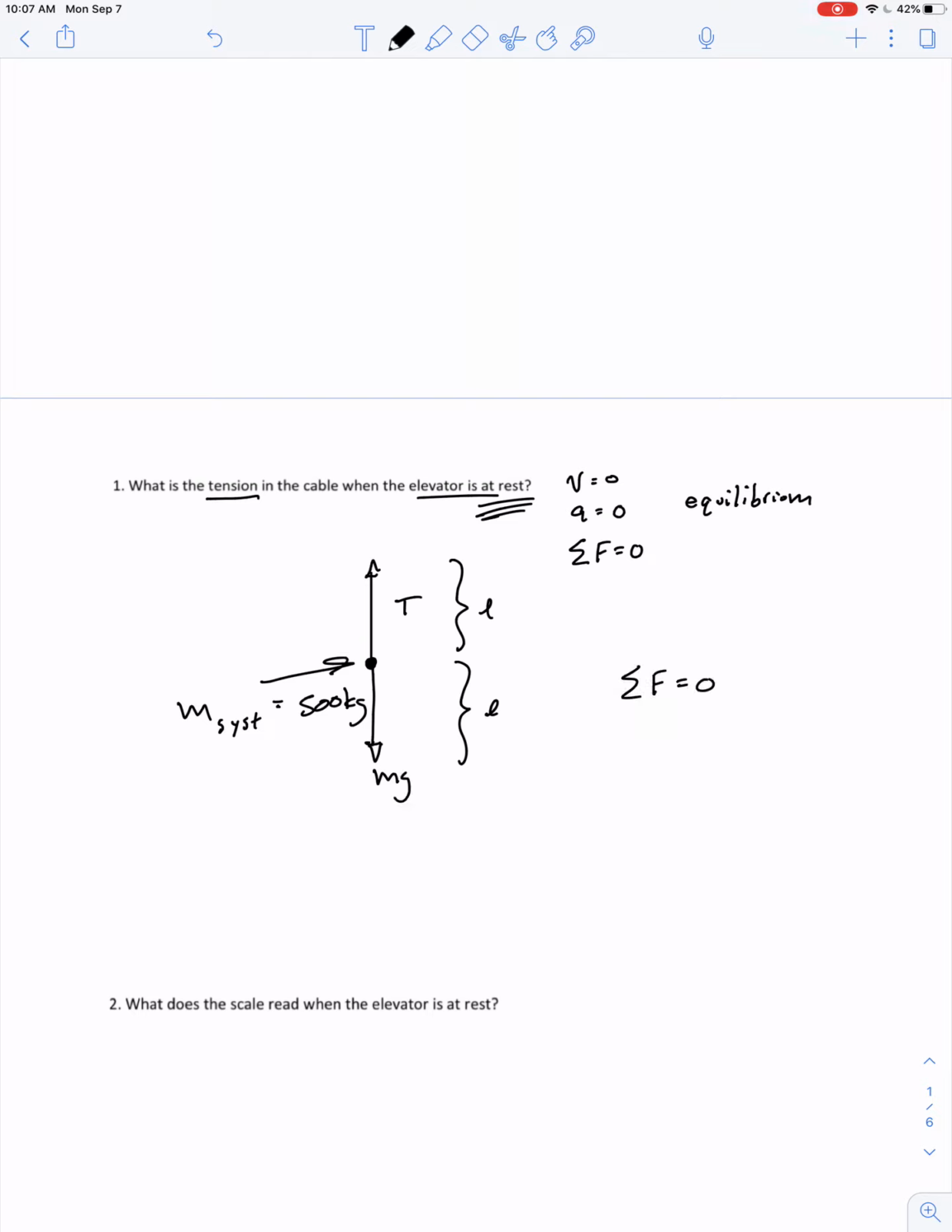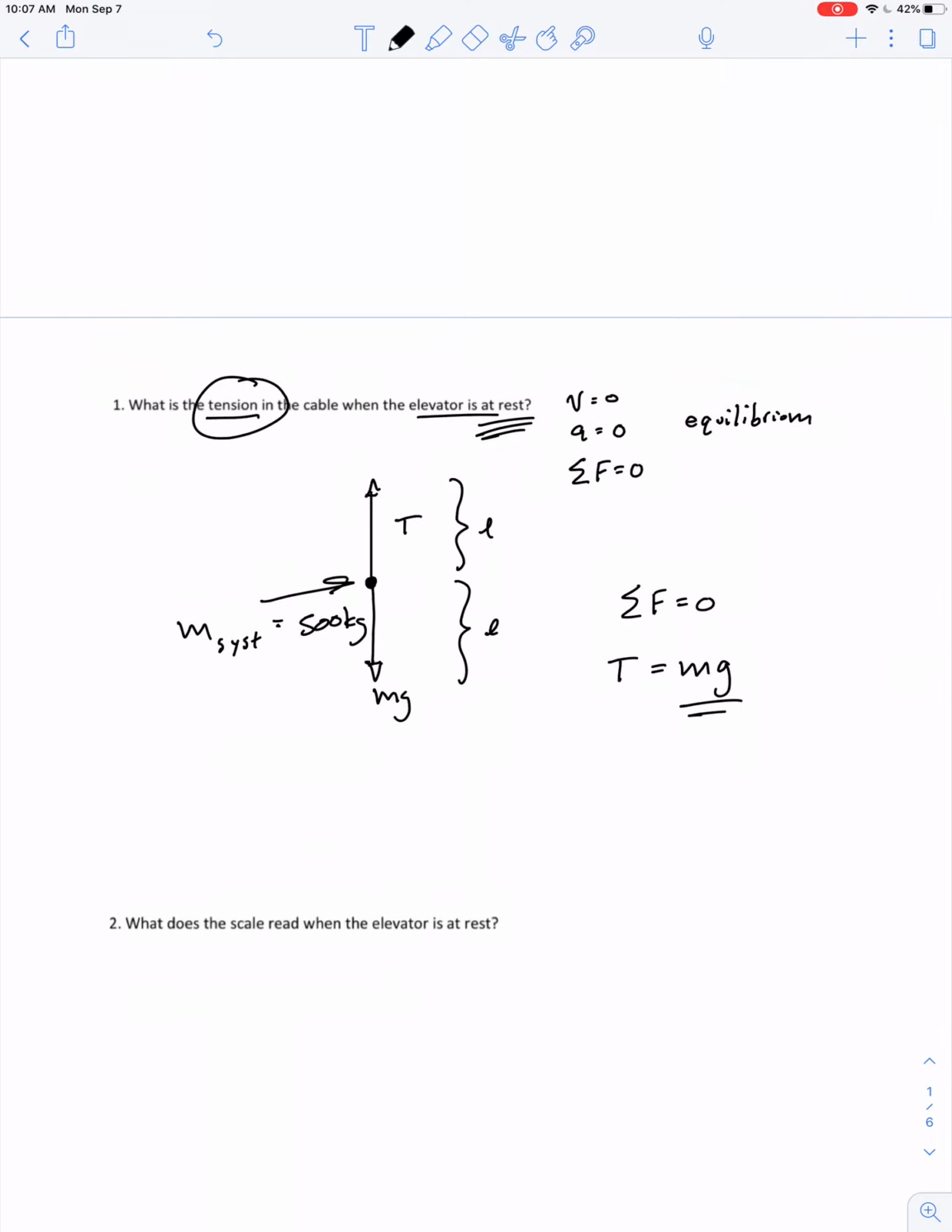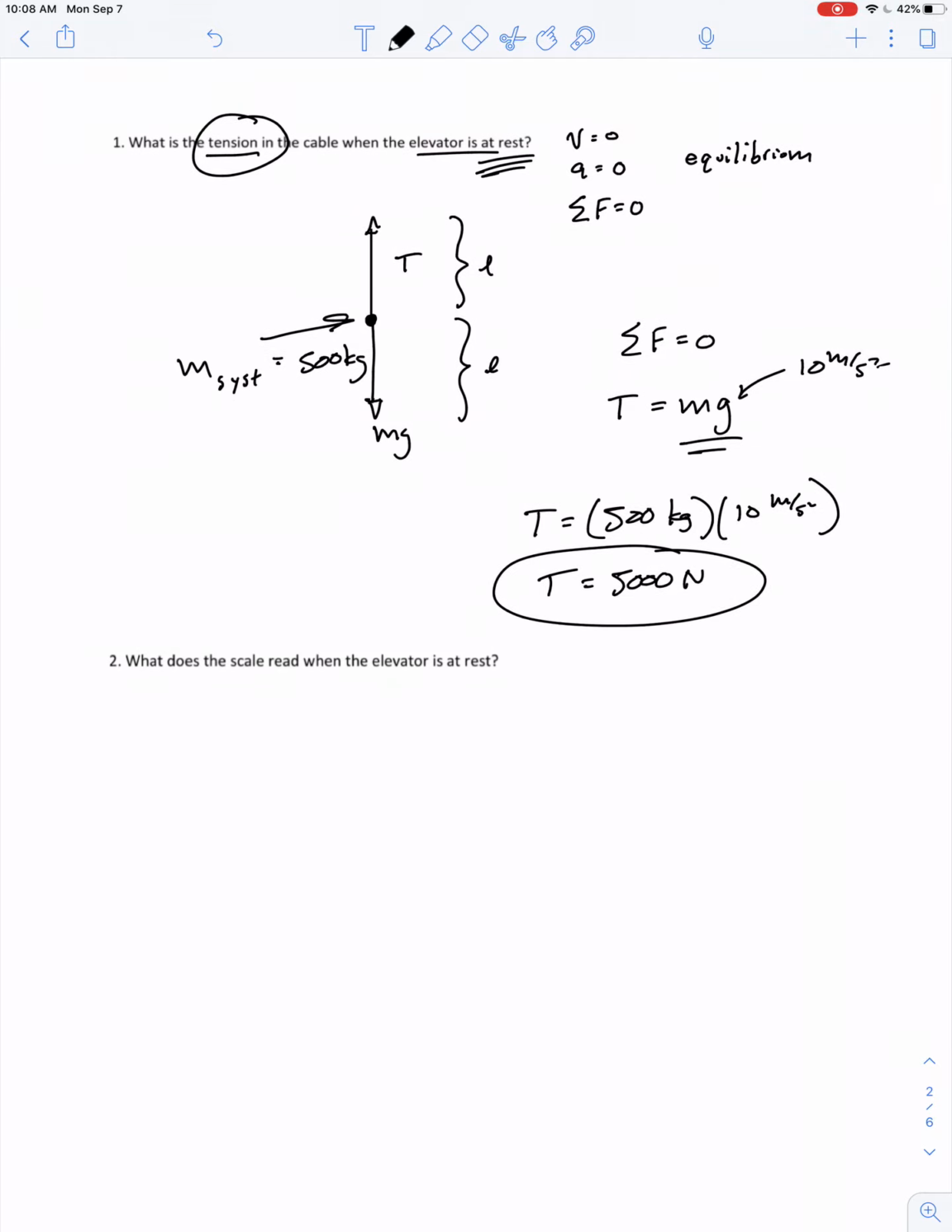So the only way the net force is zero is if the upward tension is just as great in magnitude as the downward pull of gravity. So there it is. That's how we can solve for the tension. Just find the combined weight of the passenger and the elevator. And so we get tension is equal to 500 kilograms multiplied by, let's make life easy, instead of calling g 9.8, let's just round up and call it 10 meters per second squared. Okay, so we get a tension of 5,000 newtons.